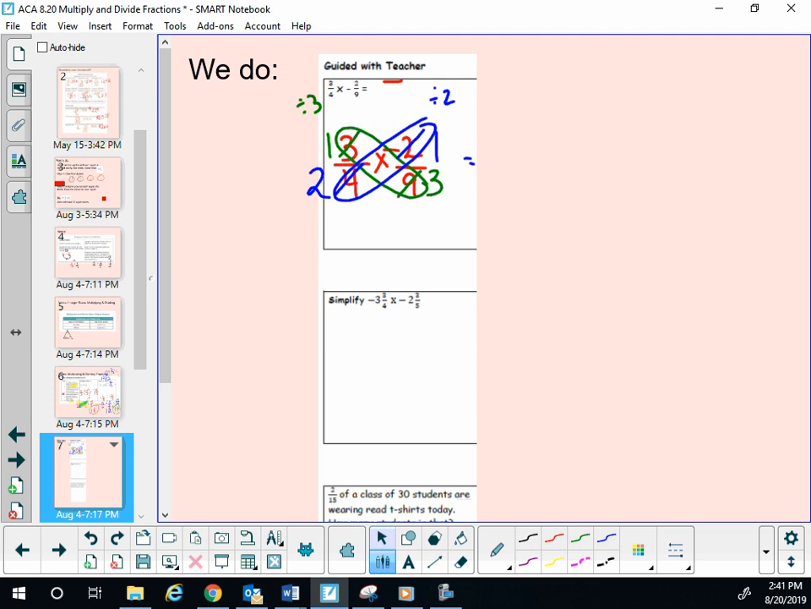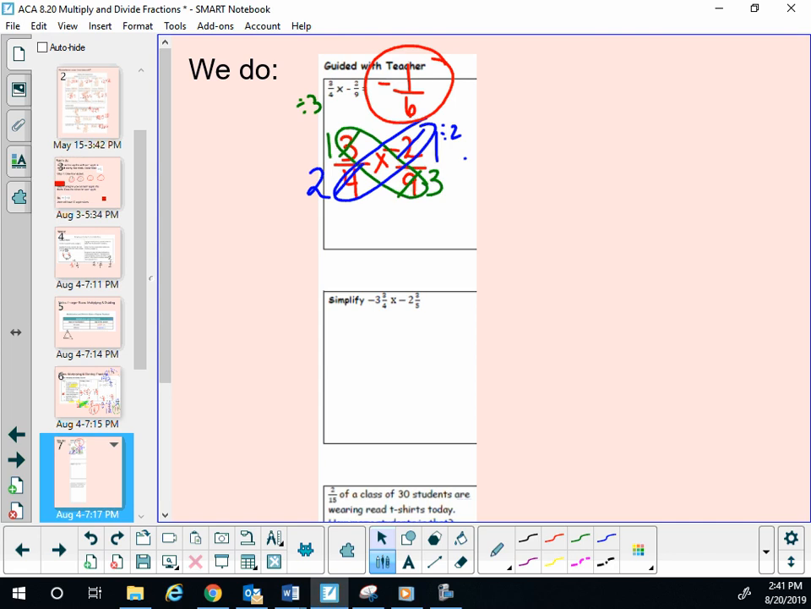When I multiply across, I'm going to erase this divide by 2 and just move it down a little bit. So my answer, when I multiply, is going to be negative. 1 times 1 is 1, and 2 times 3 is 6. Negative 1/6. And that can no longer be simplified, so that is our answer. Any questions?